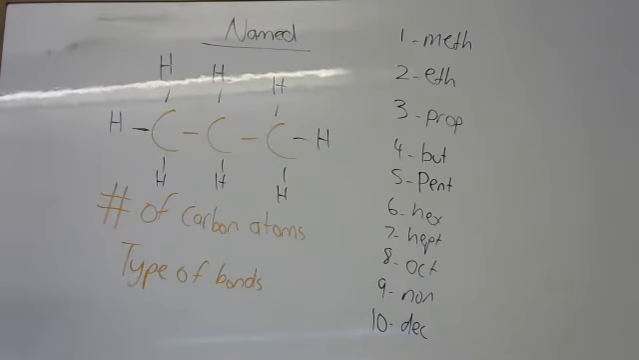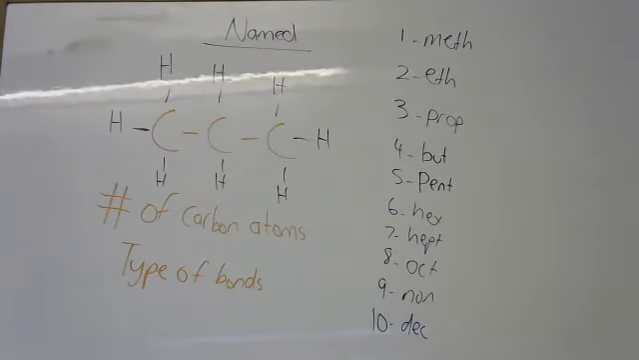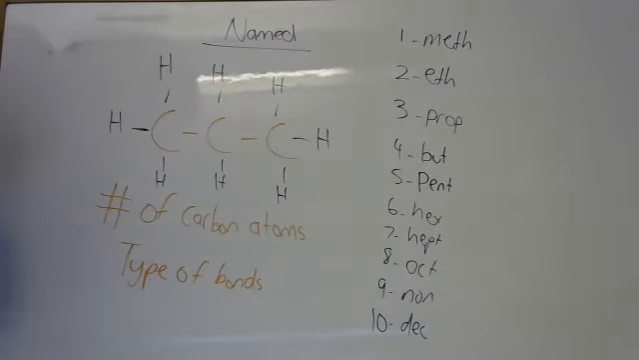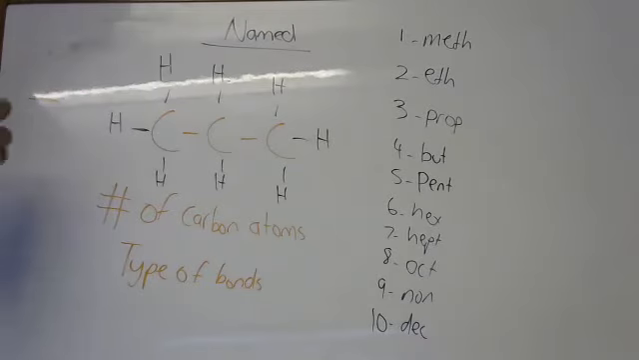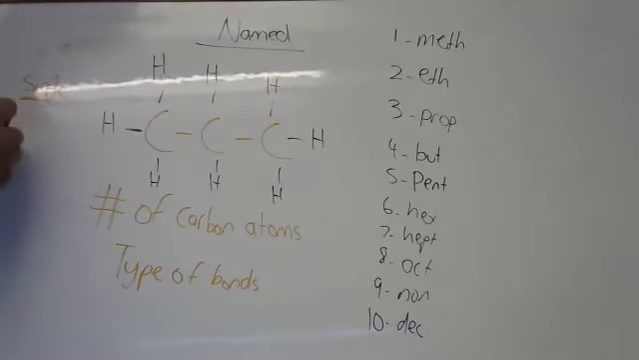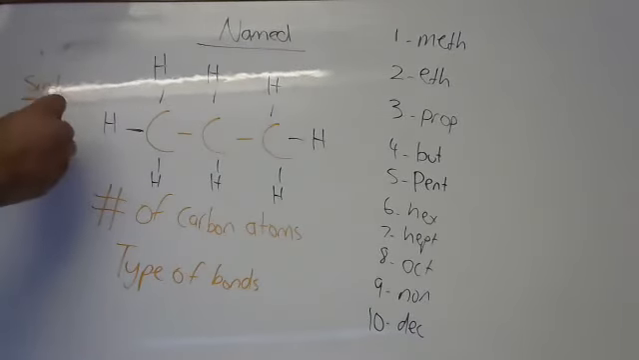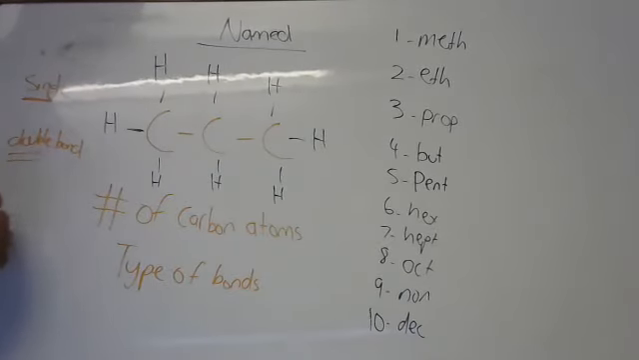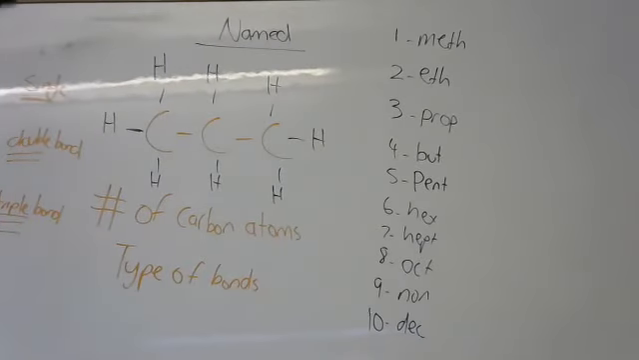The first naming convention is how many carbon atoms go up. The second is the type. So if we were to look at it, so here, that is a single bond. That's a double bond. That's a triple. So that is the bond between the carbon atoms.